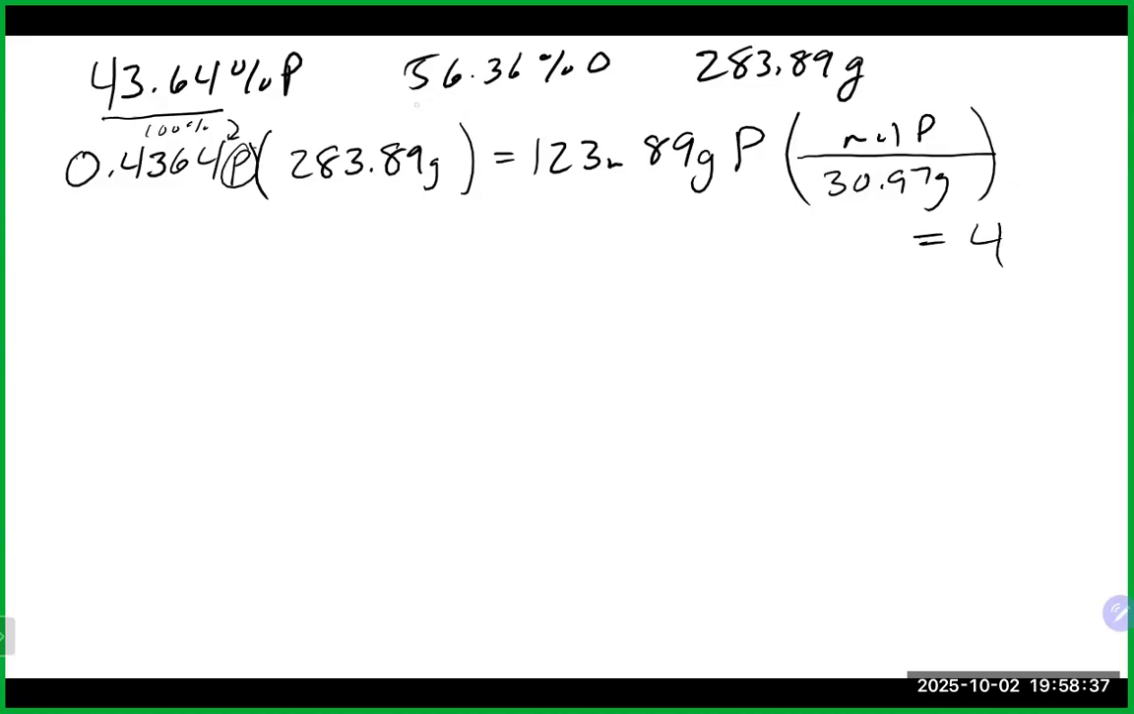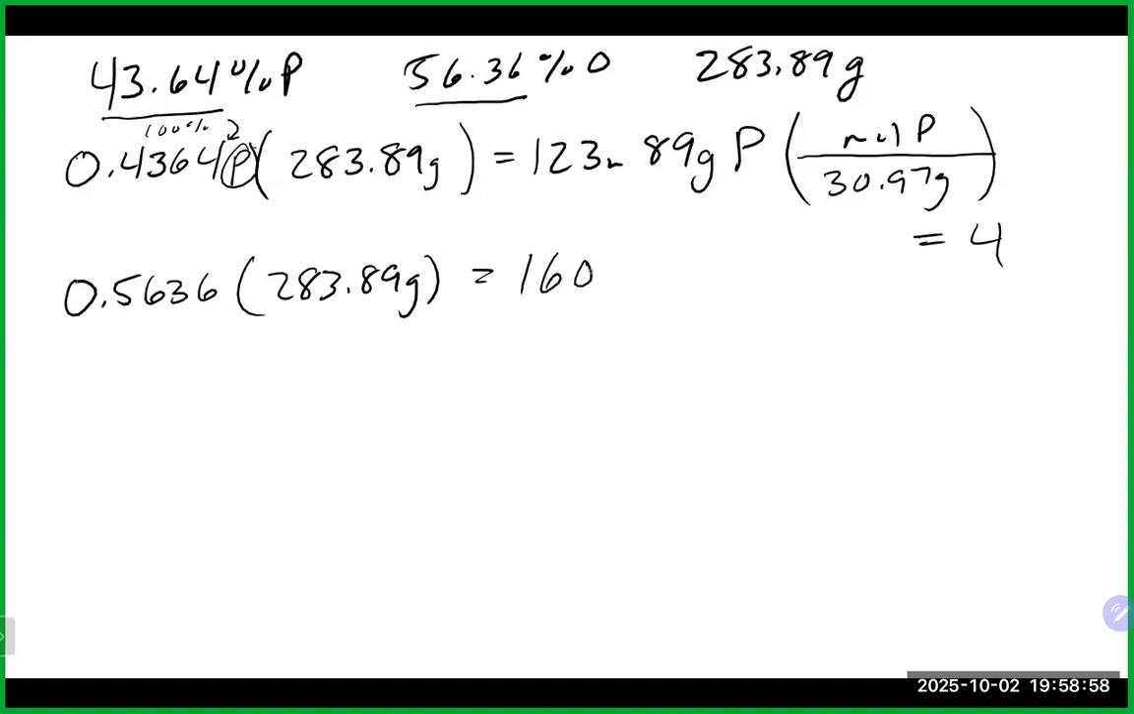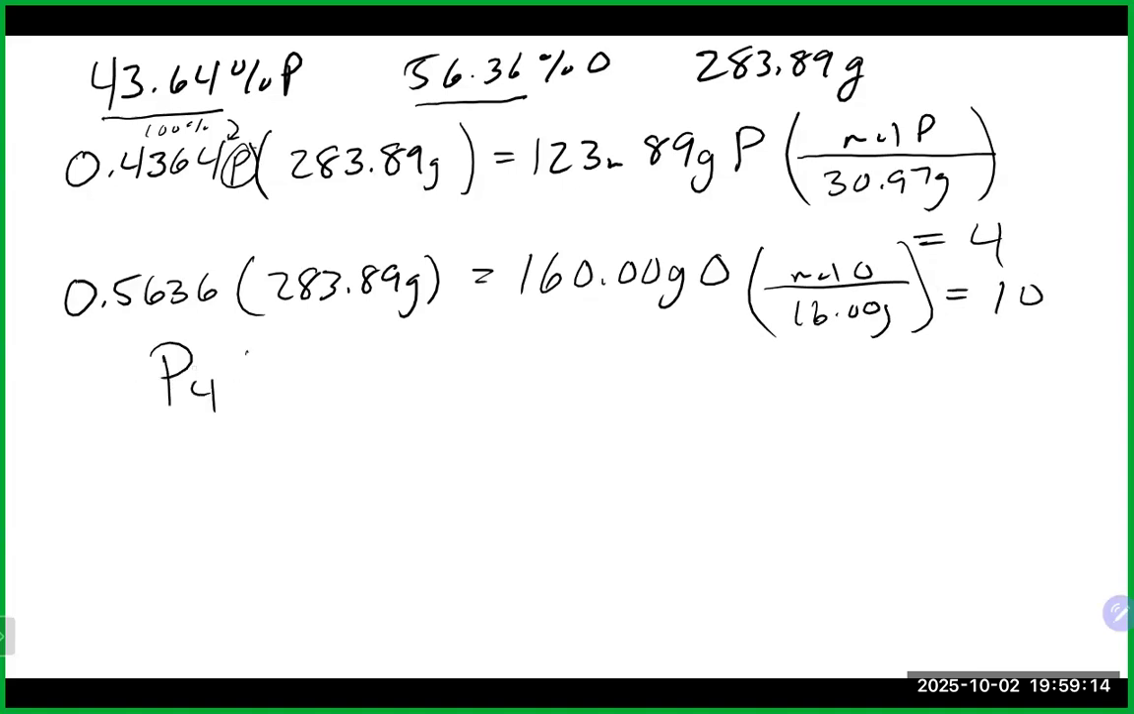I could then do the same thing for my oxygen, turn that into a decimal, times it by the molar mass of the compound that was given to you. And that will tell me how much of that compound is grams of oxygen. 0.5636 times 283.89 gives me 160 grams of oxygen, which then I could divide by the molar mass of oxygen. And that's going to get me a 10. And these numbers would represent the molecular formula.